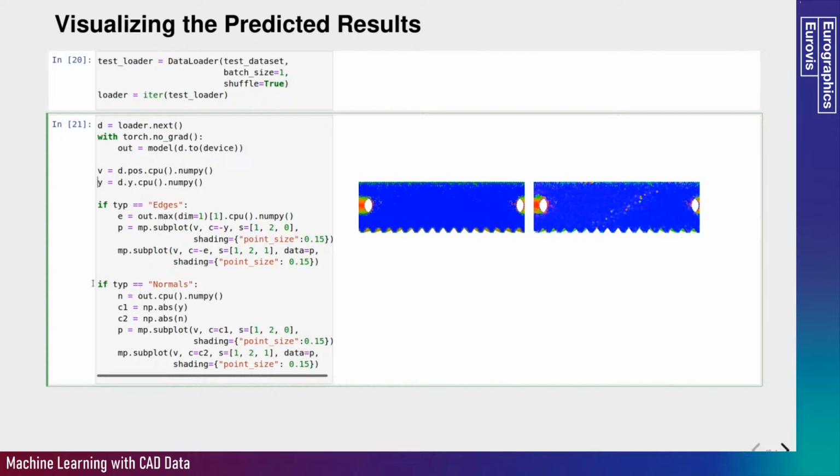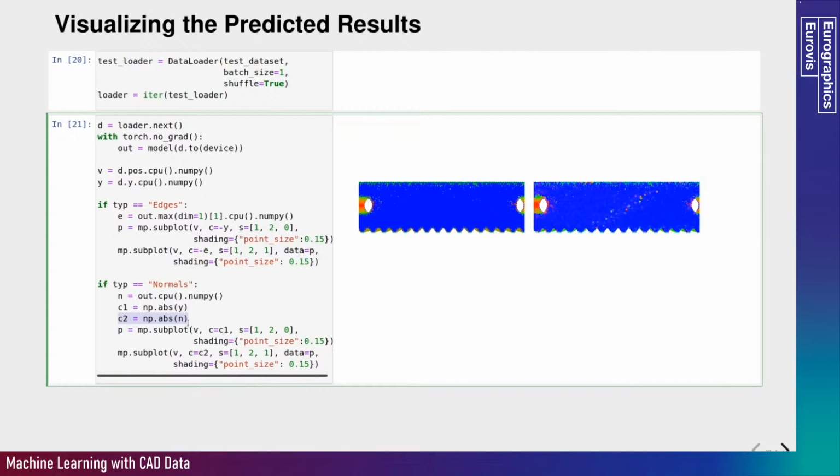Now we have normal estimations, so we look at this branch here, and the estimated normals are in the out variable that we get from our model prediction, and we store this as n, also on CPU and NumPy, and we convert these normals to colors here by just taking the absolute function of NumPy, and then we get color value 1 for the ground truth normals and color value 2 for the estimated or predicted normals.